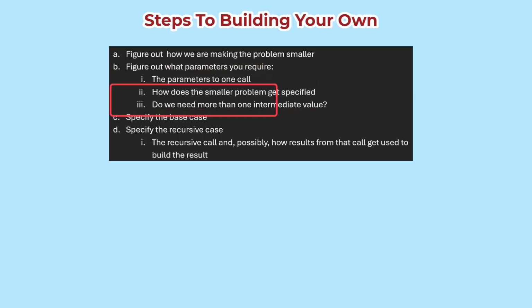For the code inside, we need to define the base case. What subproblem is small enough that we can calculate the value without recursion? That's typically coded as an if statement at the beginning of the function. For recursive cases, we need to figure out the values that we'll pass in to specify the smaller problem, and how we'll put the results of those calls together to build the answer for the big problem.